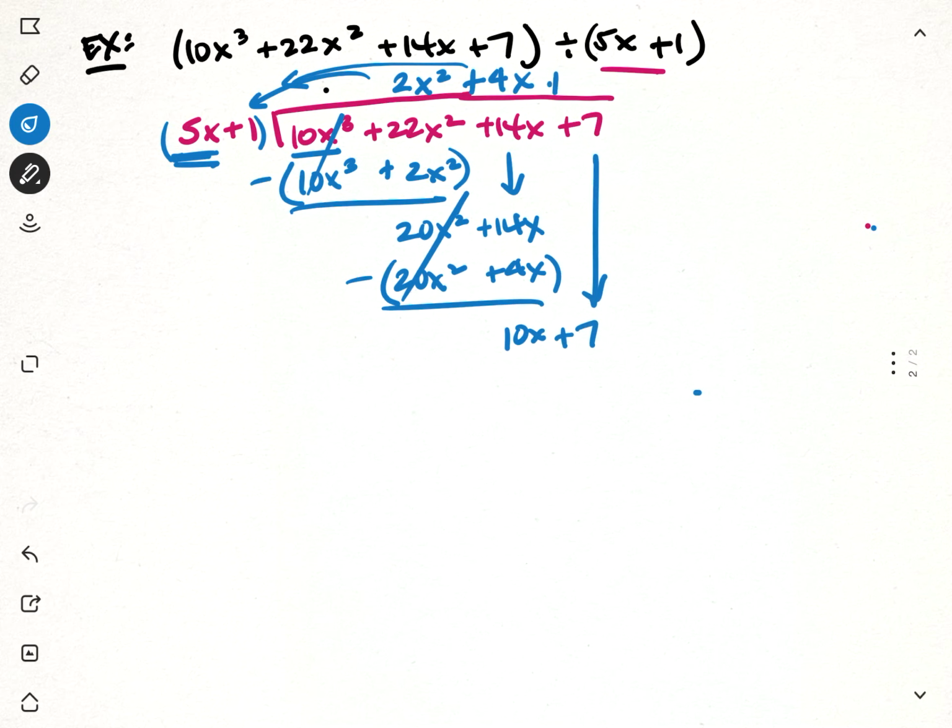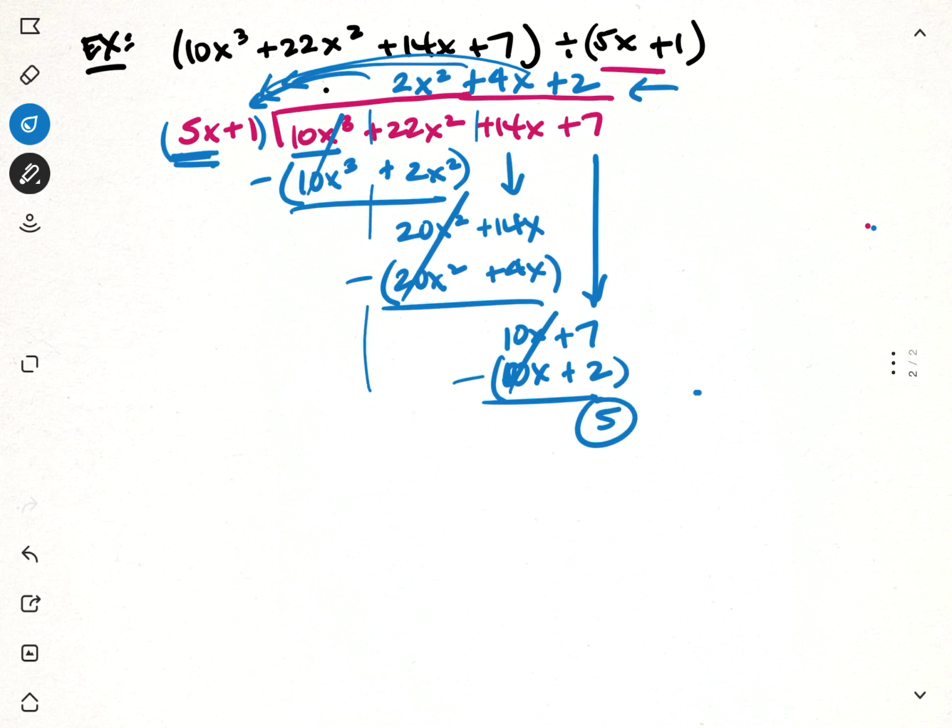So 5x, what times 5x is 10x? That's 2. We're going to multiply. 2 times 5x is 10x. 2 times 1 is 2. Subtracting again. The first part should always cancel if we did it right. And then 7 minus 2 is 5.